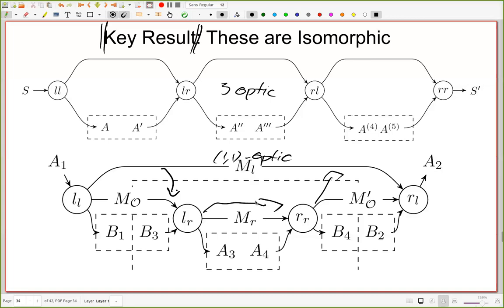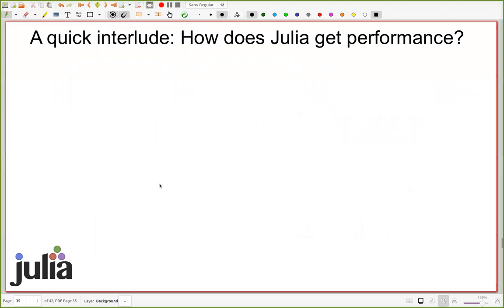But if you project it back down to code, it actually gets quite complicated. So that brings me to talk about compilers, and I'm running short on time, so I will do this pretty quickly. A first quick interlude: why is Julia fast in general? How does Julia work, and how does it get performance? Big topic, and I'm going to do it in about 2 minutes.